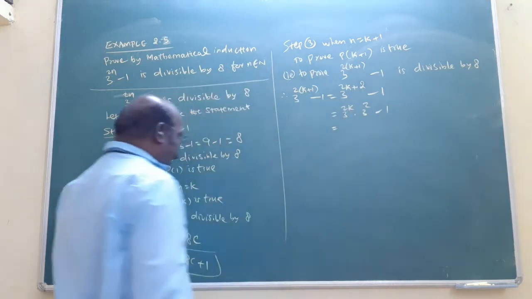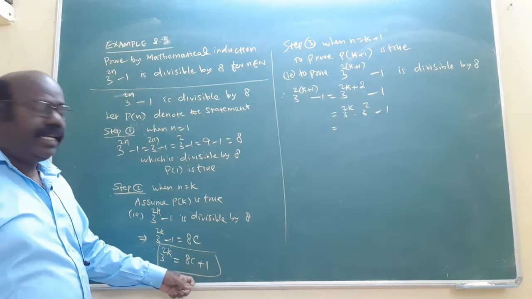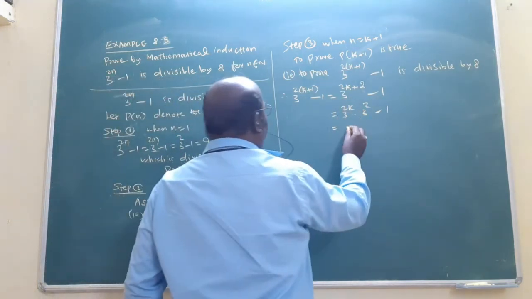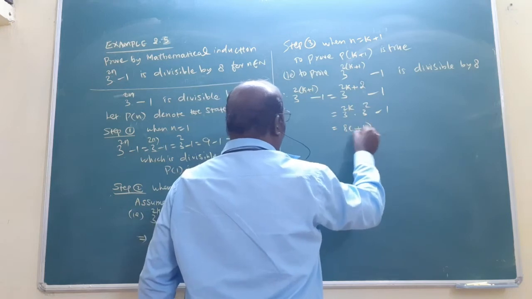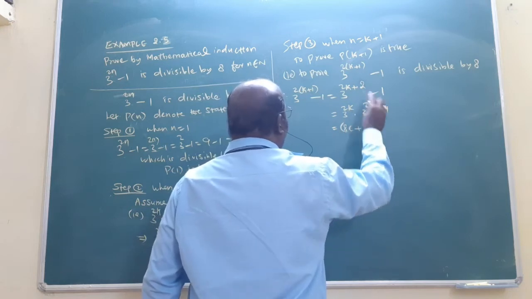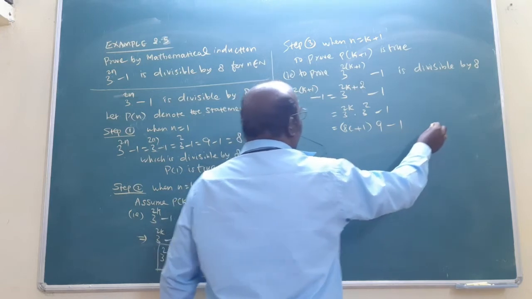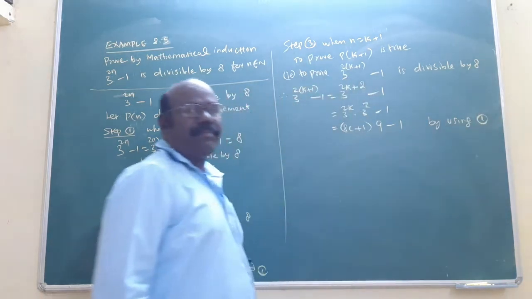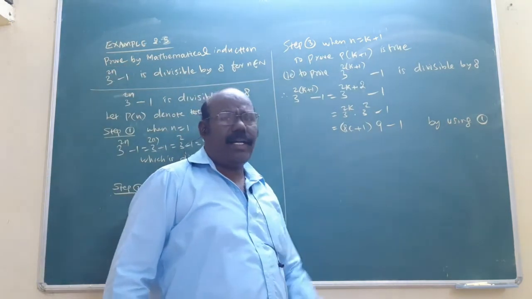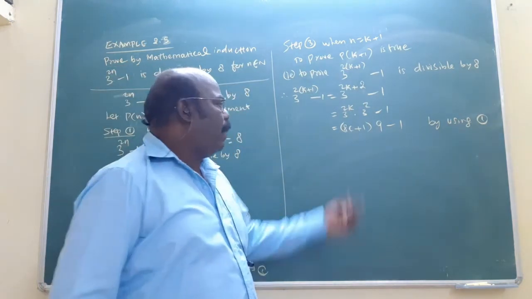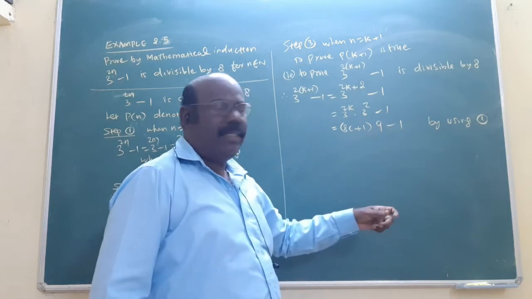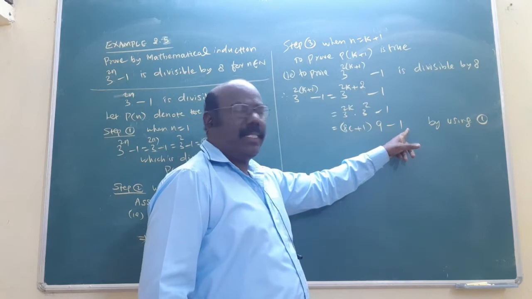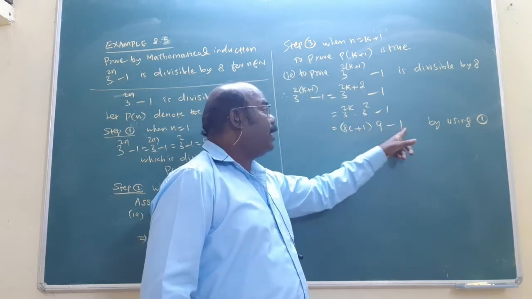The 3 power 2k we already found out. What is the value? 8c plus 1. Let it be 1. 3 power 2k is 8c plus 1, into 3 square, which is 9, minus 1, by using 1. Am I correct? Now 9 minus 1 is what? 8. But here the product of two terms is there. Am I right? 8c plus 1 into 9. This is subtraction, this is multiplication, but subtraction is not possible first.